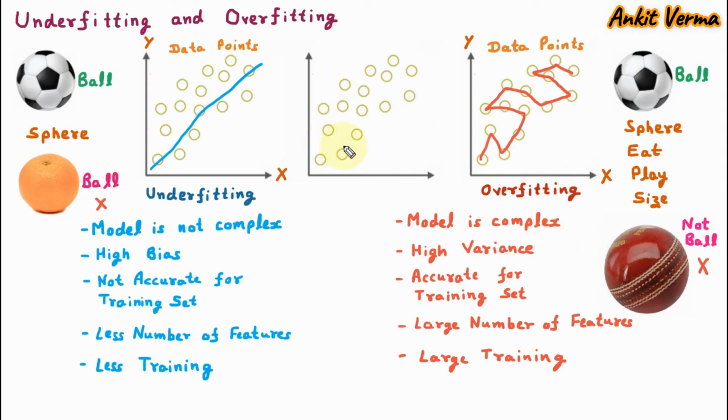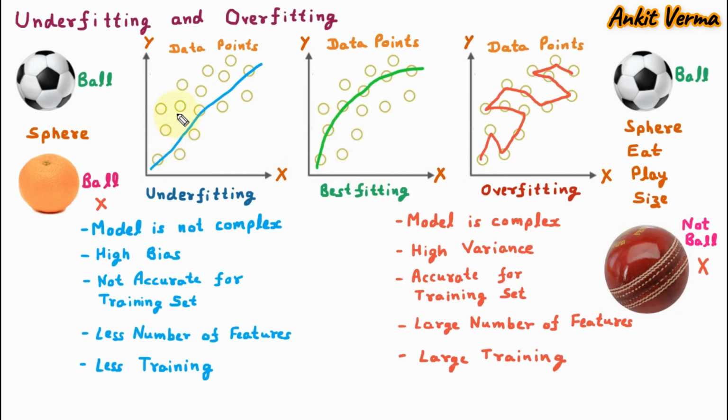There is one more diagram here where we have an x-axis and a y-axis. There are data points. Here we are drawing a curve which is trying to cover the maximum data points. This is called best fitting or accurate fitting.